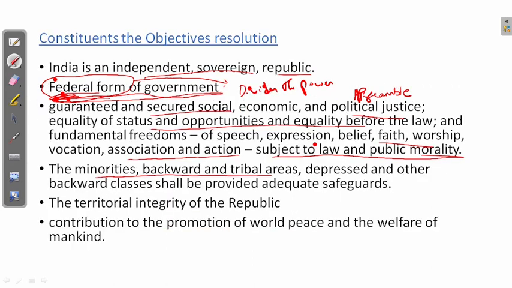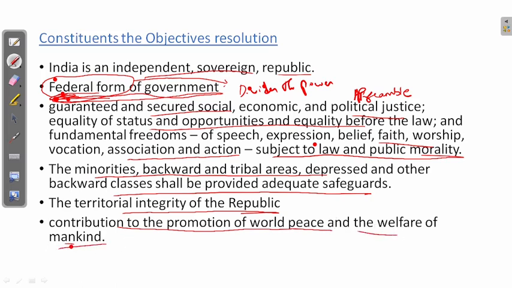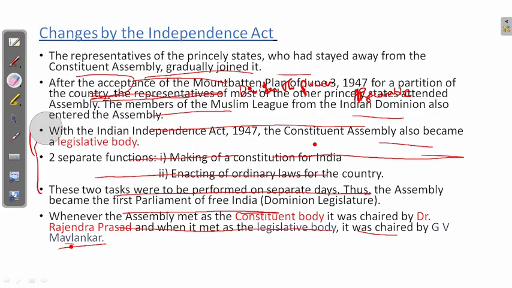Next, to the minorities, backward and tribal areas, depressed and other backward classes, adequate safeguards shall be provided. All these were included in the objectives resolution. Next, the territorial integrity of the republic, contribution to the promotion of world peace and welfare of mankind. All these were included in the objectives resolution.